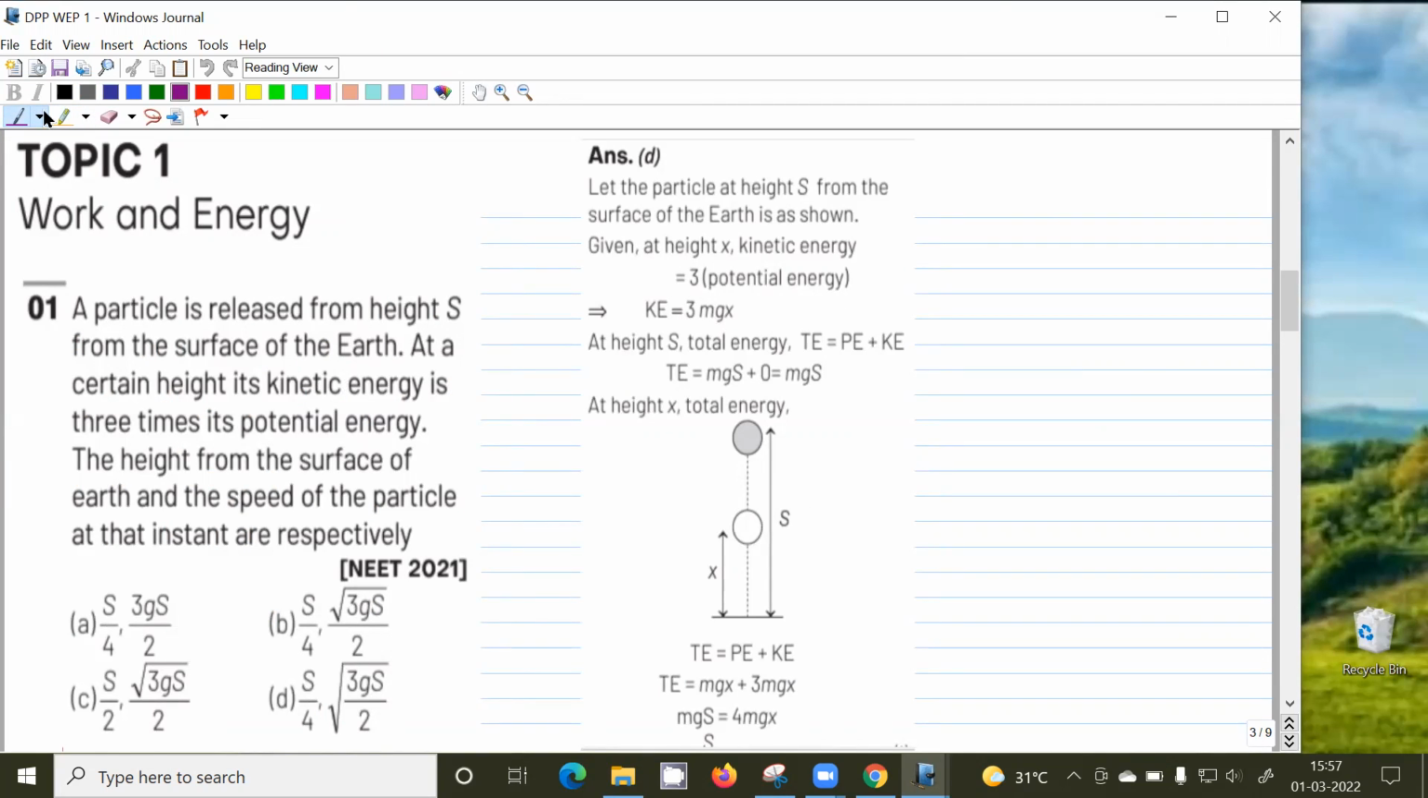So the first step is just write down whatever is there in your own words. The particle is released from a height from the surface of the earth. Okay, so this is earth. It is released from a certain height, so u equal to 0, and at a certain height, its kinetic energy K is 3 times the potential energy.